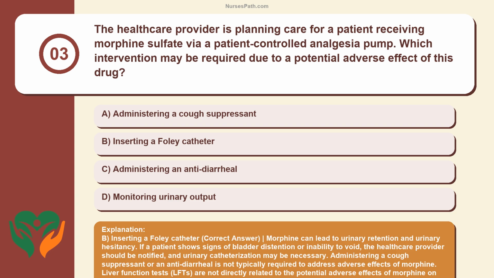B. Inserting a Foley catheter. Correct answer. Morphine can lead to urinary retention and urinary hesitancy. If a patient shows signs of bladder distension or inability to void, the healthcare provider should be notified, and urinary catheterization may be necessary. Administering a cough suppressant or an antidiarrheal is not typically required to address adverse effects of morphine. Liver function tests, LFTs, are not directly related to the potential adverse effects of morphine on the urinary system.